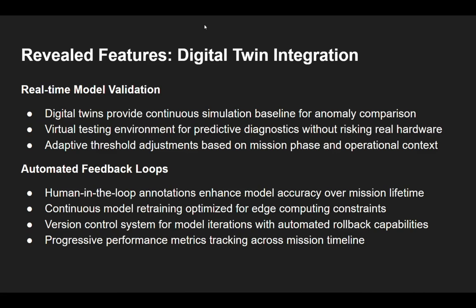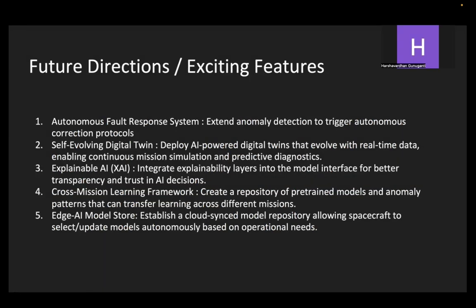Perhaps most importantly, our system supports automated feedback loops when mission specialists annotate or correct model outputs. These annotations feed back into the training cycle, enhancing model accuracy through the mission lifetime. The system includes various controls for model iterations, with automated performance tracking and rollback capabilities if needed. This human-in-the-loop approach balances autonomous operation with expert guidance, making it ideal for the complex, evolving conditions of the deep space environment. Now coming to future directions and exciting features.